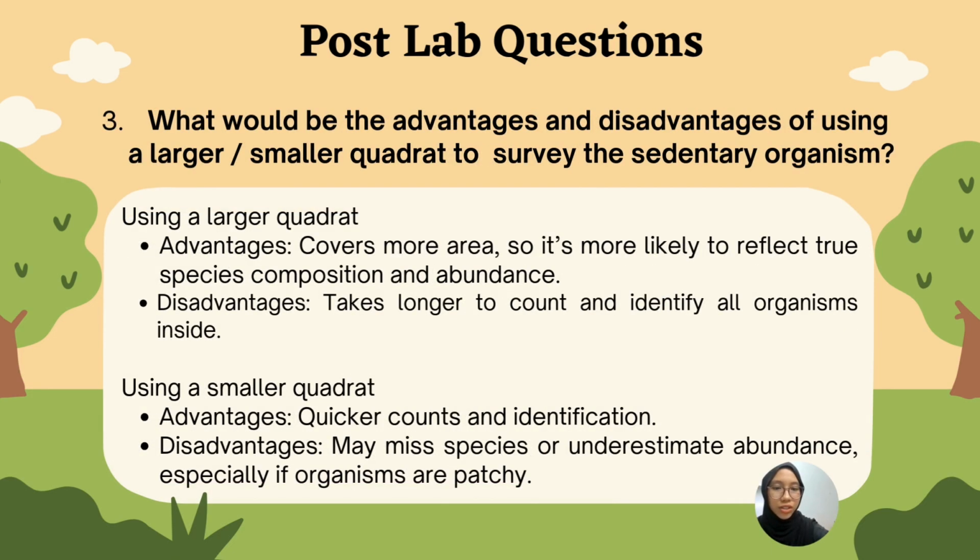Moving on to question 3, we look at the pros and cons of different quadrat sizes. If we use a larger quadrat, we get a better picture of species diversity, but it's very time consuming to count. On the other hand, smaller quadrats are much faster to process, but we might miss out on certain species if they are spread out in patches.